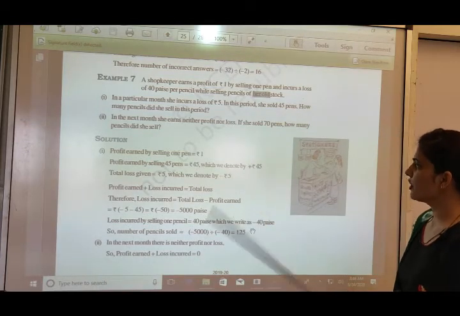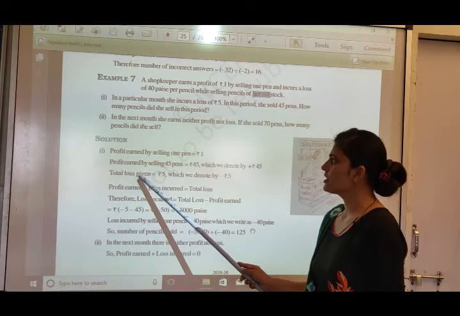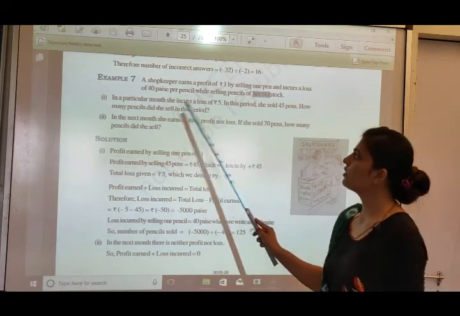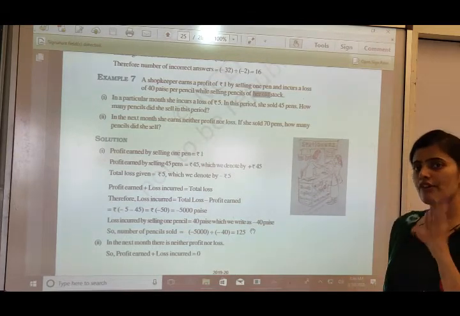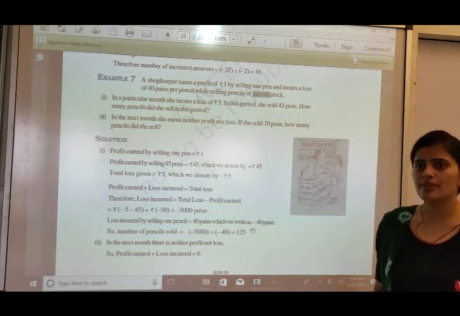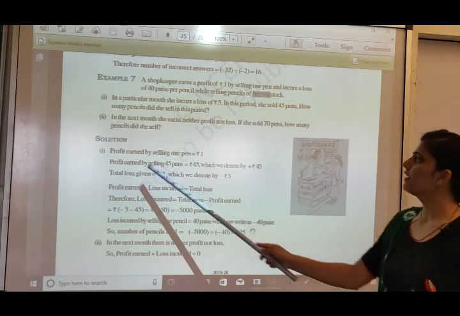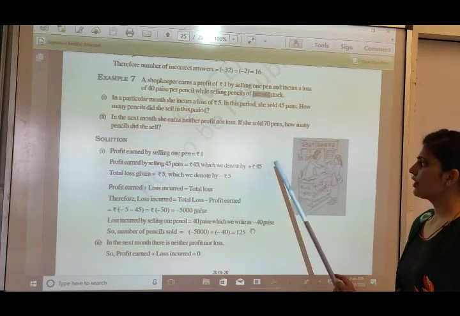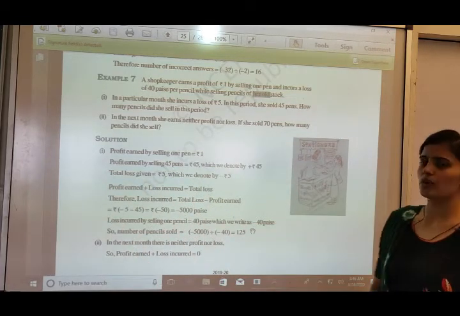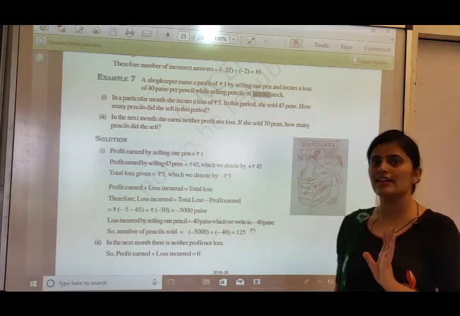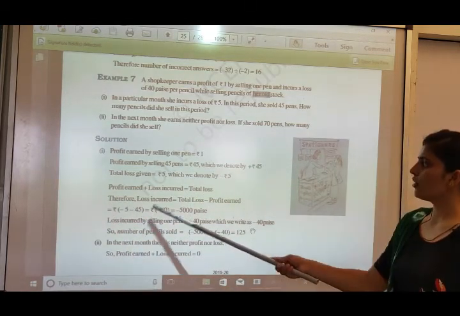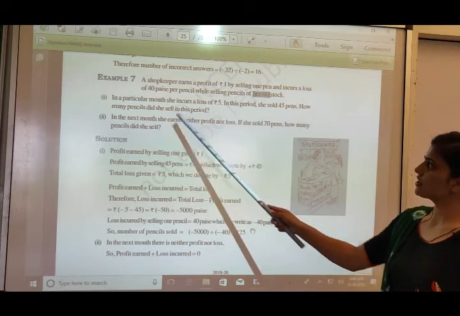So plus rupees 45. The total loss given is equal to rupees 5. Now another thing is also given, that the total loss is rupees 5. She is having a 5 rupees loss, which is denoted by minus rupees 5. Now loss is minus 5 and profit is plus 45. So profit plus loss will be equal to total loss. At the end she is getting a loss. So we have to find out what loss was incurred, how much loss she is getting.